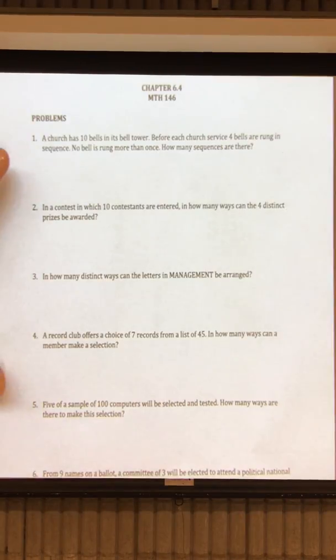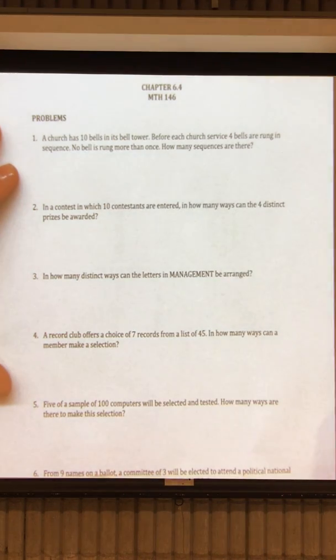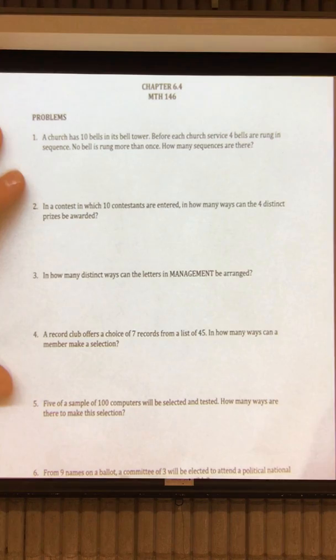Let us begin chapter 6, section 4. A church has 10 bells in its tower. Before each church service, 4 bells are rung in sequence. No bell is rung more than once. How many sequences are there?